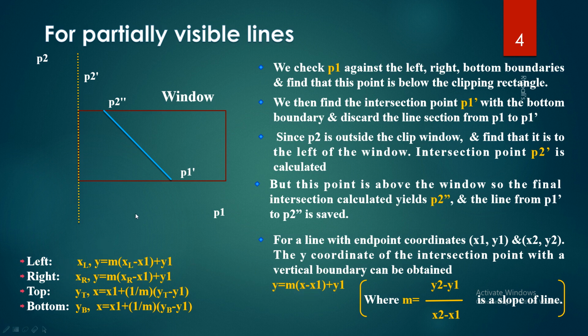If the right boundary is xr, then what is the corresponding y coordinate? You get it by this formula. In place of x you have to write xr.